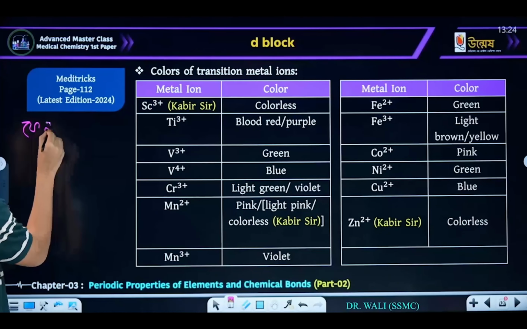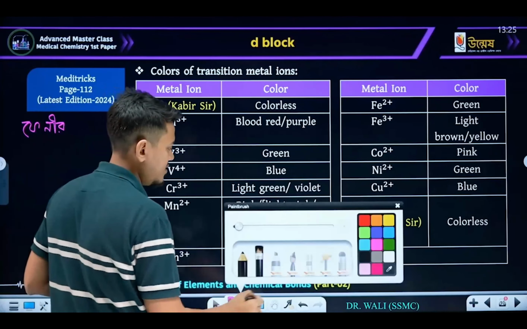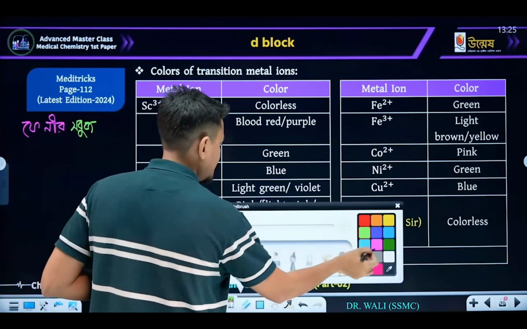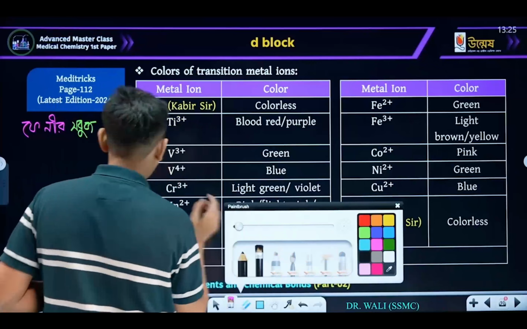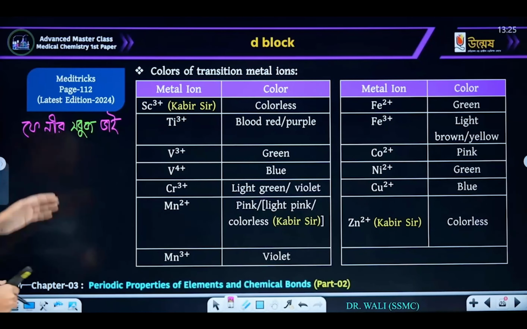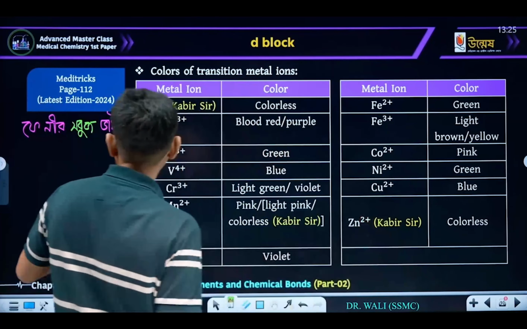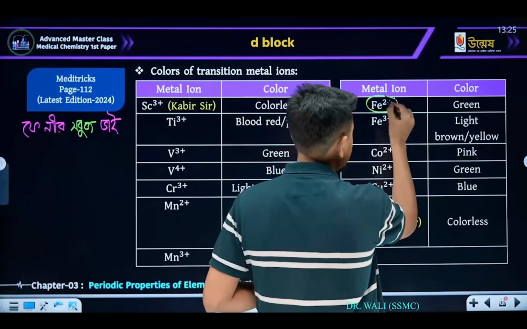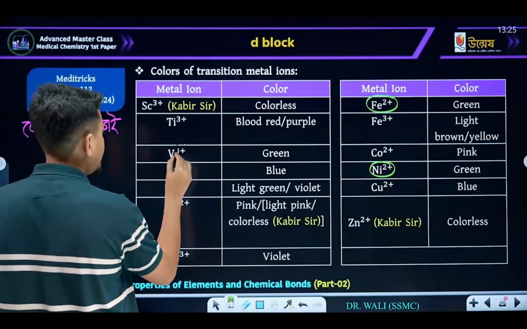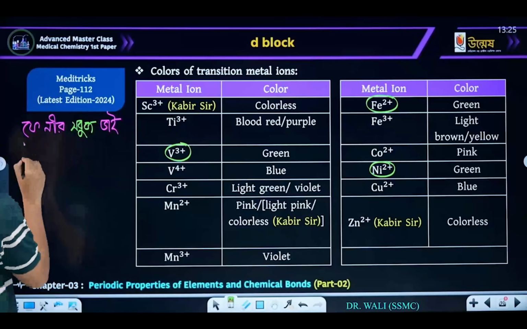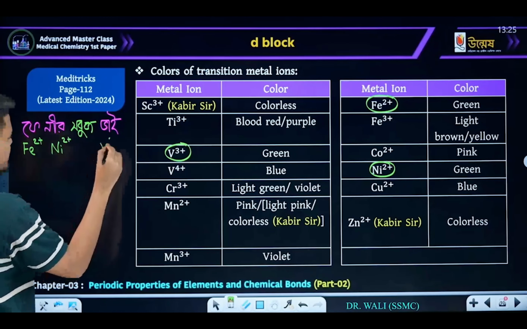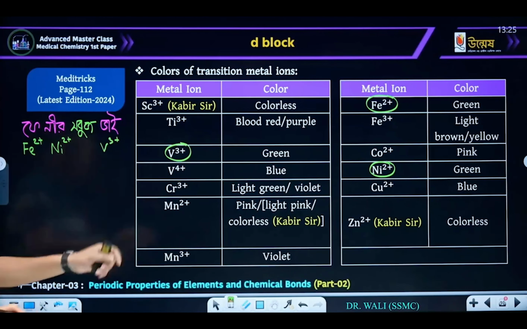ফেনীর সবুজ ভাই. See, ফেনীর সবুজ ভাই, with that we meant, what did we mean? We mean iron. Where is it? Here it is. Ferrous is green, and also nickel 2 plus is green, and also vanadium 3 plus is green. See, iron 2 plus, nickel 2 plus, vanadium 3 plus. ফেনীর সবুজ ভাই.